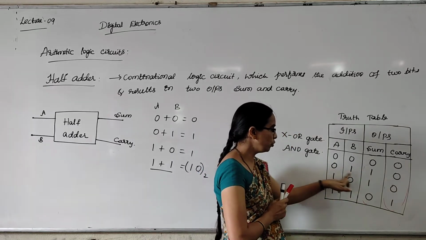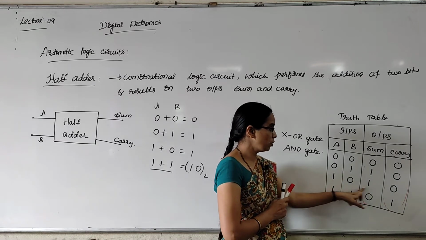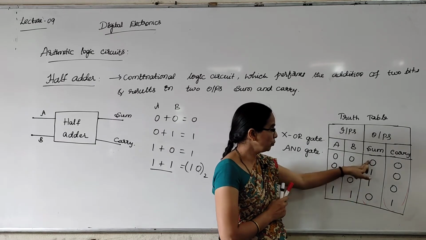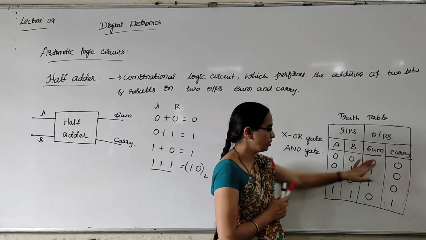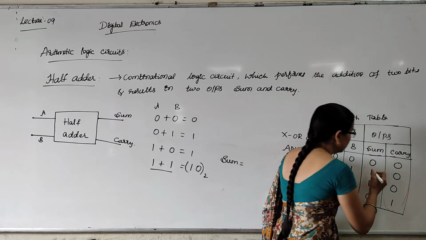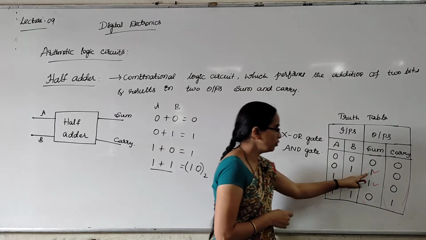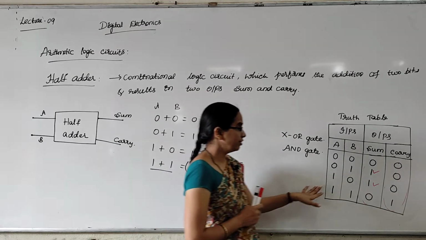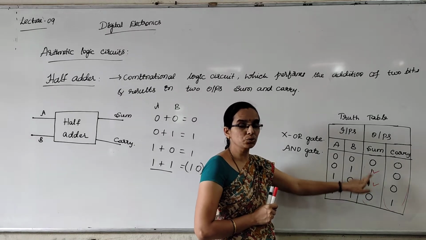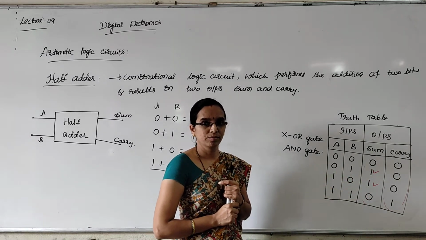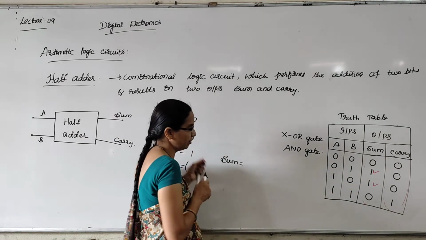For the input 0 and 1, I have high output. For the inputs 1 and 0, I have high. For the other two, for 0 and 0 it is 0, for 1 and 1 it is 0. So, leave these. Only you should consider the high outputs. If I consider only the high outputs, write the input combinations for these two. How to write? I will tell you.